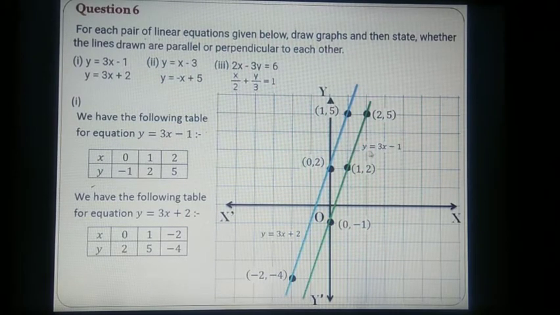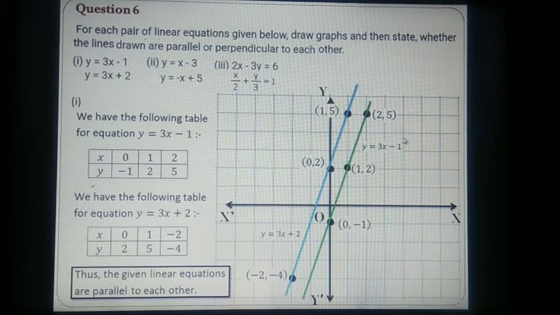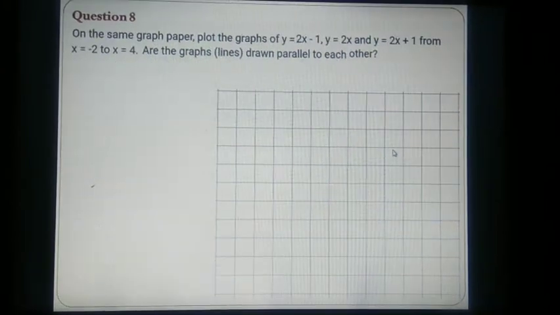For example, here I have mentioned that this is the line y equals 3x minus 1, and this is the line y equals 3x plus 2. So don't forget to mention the equation's name on the graph paper. That's why at last I say that the given linear equations are parallel to each other. So pause the video to note down.